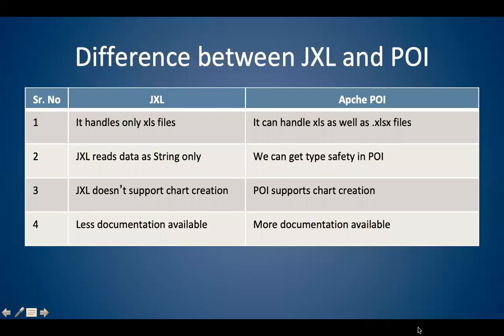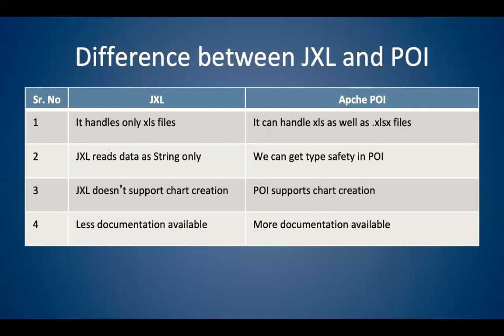Okay, so the first difference we have identified is JXL can handle only XLS files, whereas Apache POI can handle .xlsx files. The second difference we have identified is JXL reads data as string values only, whereas with Apache POI, we can get the type safety of the data. We can get blank type, boolean type, string type, numeric type, as well as formula and errors and everything. So Apache POI preserves the type safety of the data which is present inside the Excel sheet.